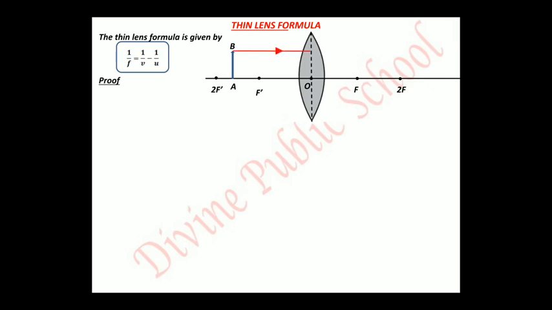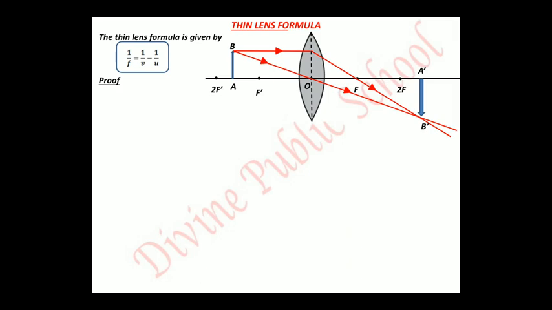One ray parallel to the principal axis passes through the second focus and goes like this. The other ray through the optical center cuts the previous ray beyond 2F, so we get an image, and that image is A dash B dash. So this is what the ray diagram looks like.